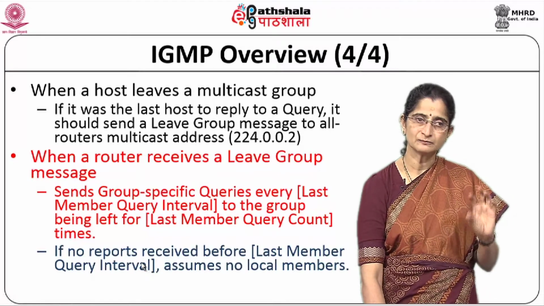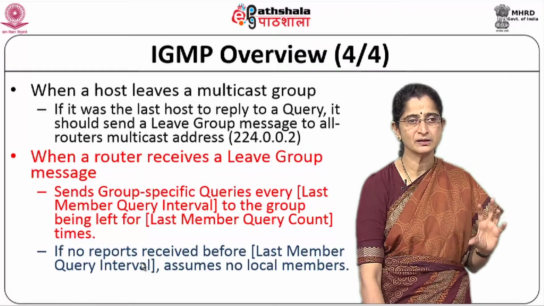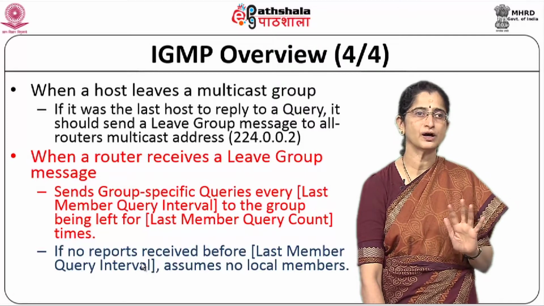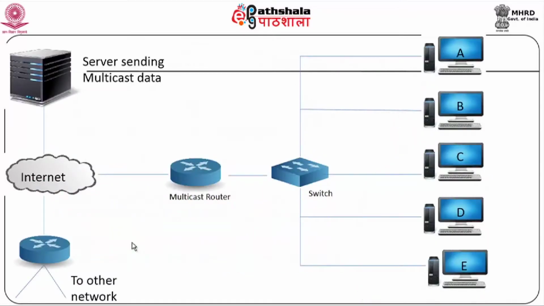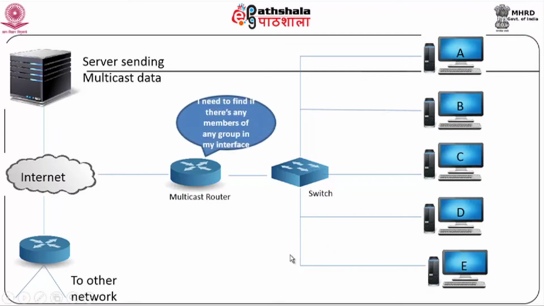Okay. So, these are the basic steps in terms of how you join a group and how you leave a group. We will take a look at a simple example of what exactly happens. Let us say this is your multicast router which is connected to many nodes, A, B, C, D. Let us look at what happens. The first thing that the multicast router does is it wants to find out if there are members of any groups in its interface. So, what it does is it sends out a general query message to ask the various hosts.